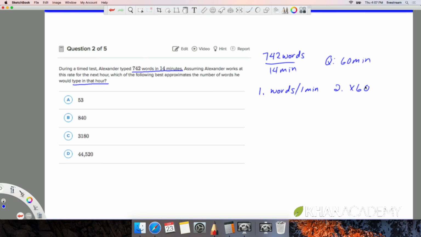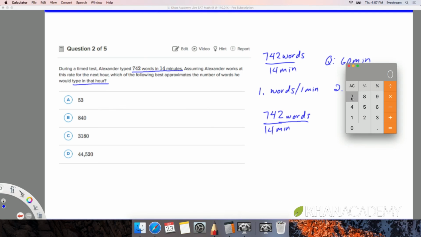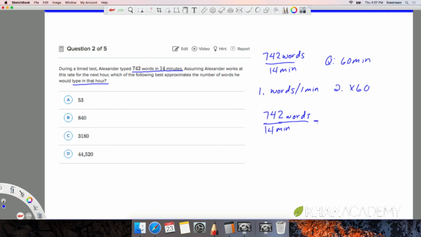So now I can actually start doing the math. To calculate words per 1 minute, I can just do 742 words divided by 14 minutes. And I'll pull up my calculator. And in the real thing, you won't have this digital calculator, you'll have your own, but just bear with me here. And so here I have 53 words, and so that's 53 words per 1 minute.